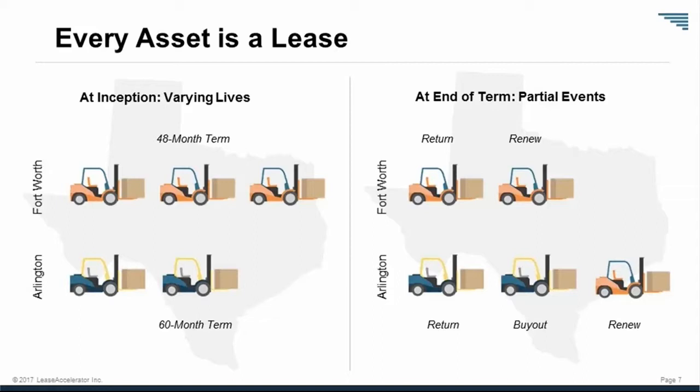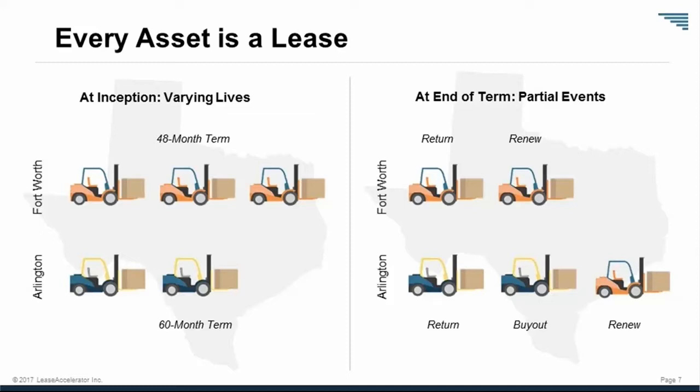So fast forward to the end of term. In this scenario, one of the assets moved from Fort Worth to Arlington. What happens in this midterm event, a location change? Does it pick up the 60-month term midstream, which would require that you re-amortize that asset? You can only really do this if you have this basic concept of every asset as a lease.